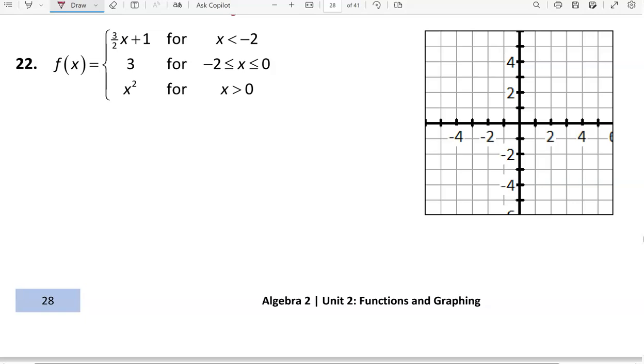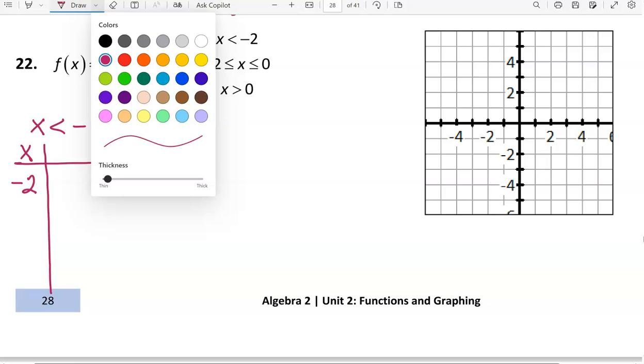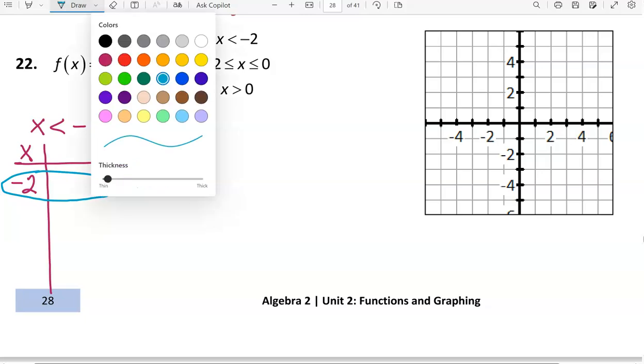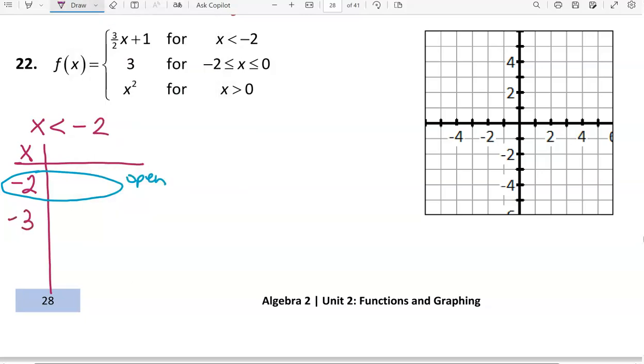For number 22, this is a 3-piece piecewise function. So our first table of values will be for x values that are less than negative 2. So I'm going to start with negative 2, even though that is not included. This point will get an open circle. And then values that are less than that, negative 3, negative 4, etc. And our y values here are equal to 3/2 times x plus 1. So 3/2 times negative 2 is negative 3 plus 1 is negative 2.